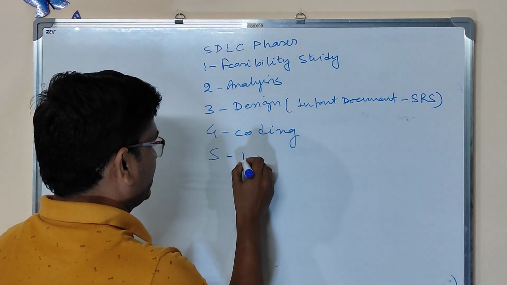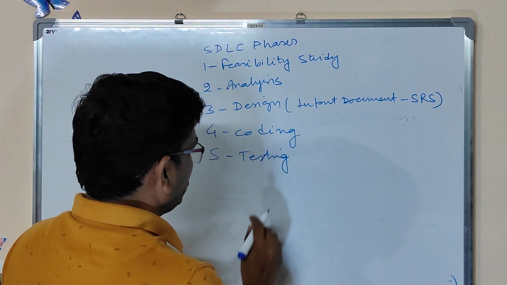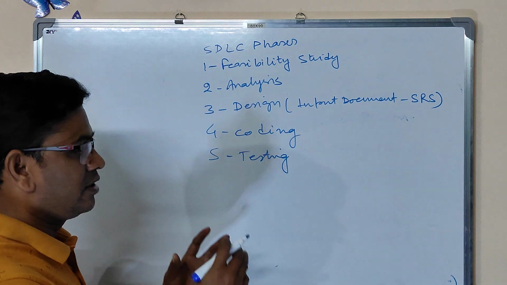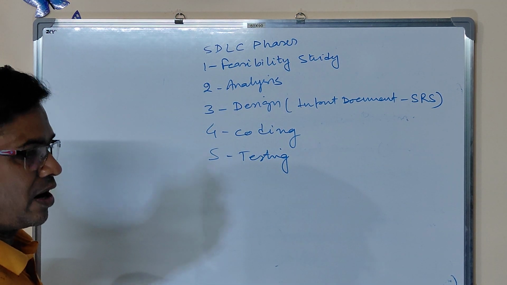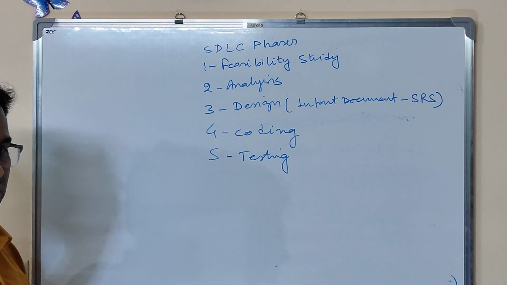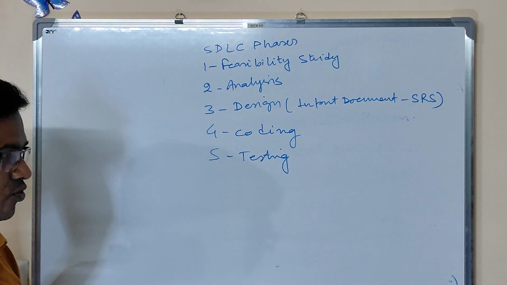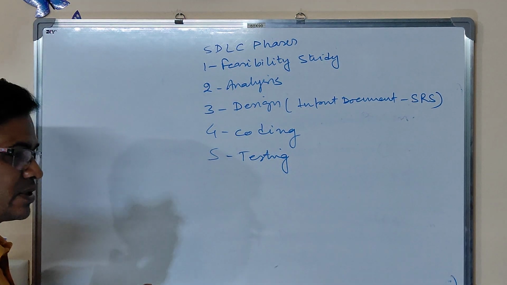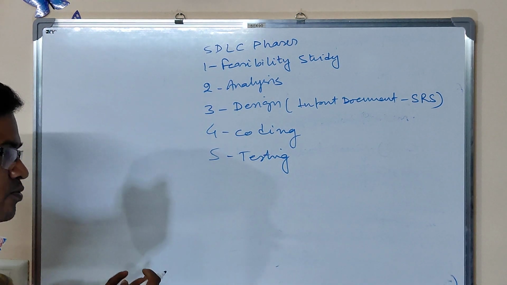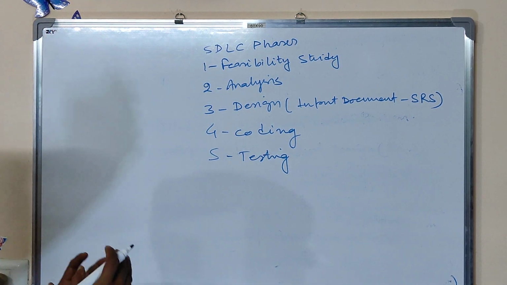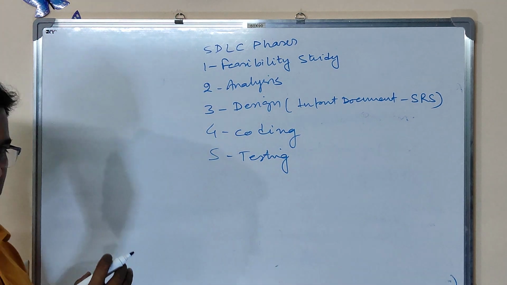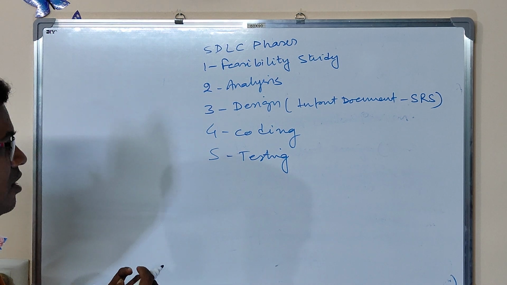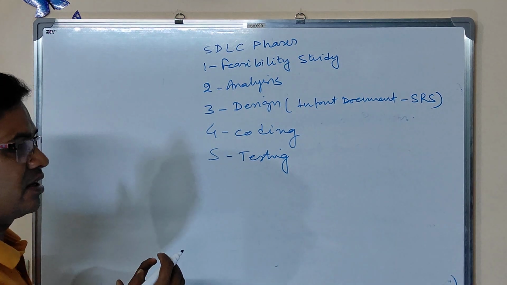Now the fifth phase is testing. Testing means to test the application delivered by the development team from different perspectives. We need to check the application from all perspectives: from a negative point of view, a positive point of view, a security point of view, a performance point of view. So under testing, we need to perform end-to-end testing.